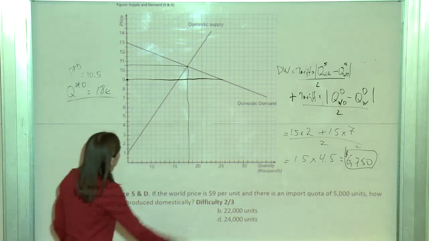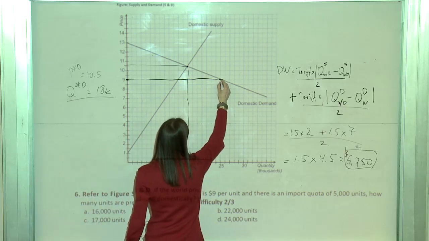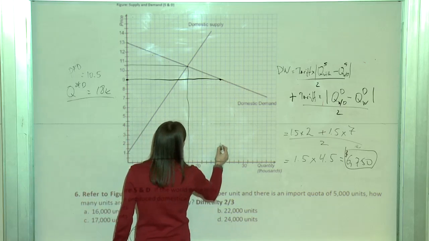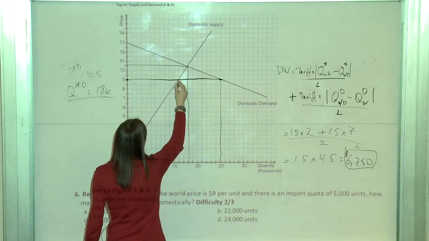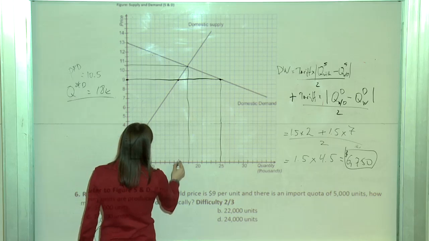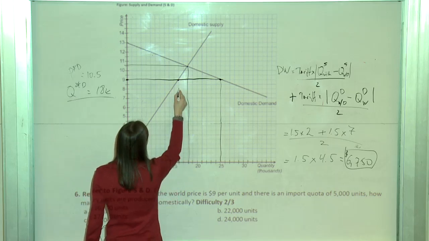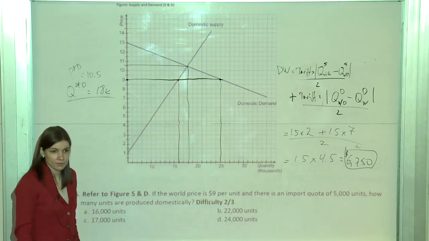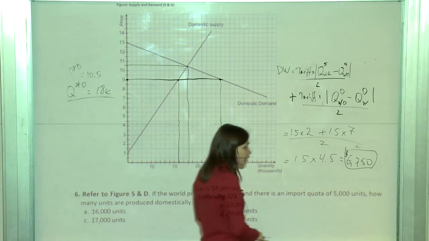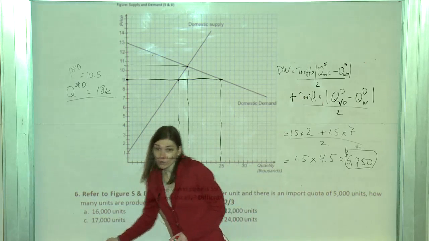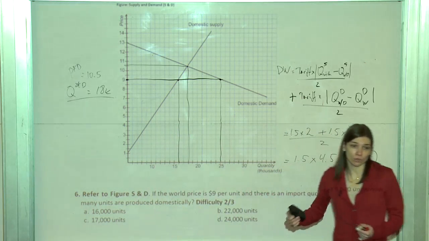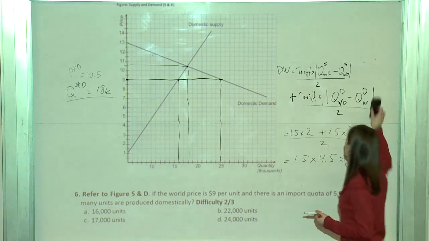Where is it? Well, the quantity demanded is 25. And the quantity supplied domestically would be 16. Right? So how many do we want to import? 9,000. However, we have a quota of 5,000, so we cannot import what we want or what is optimal.